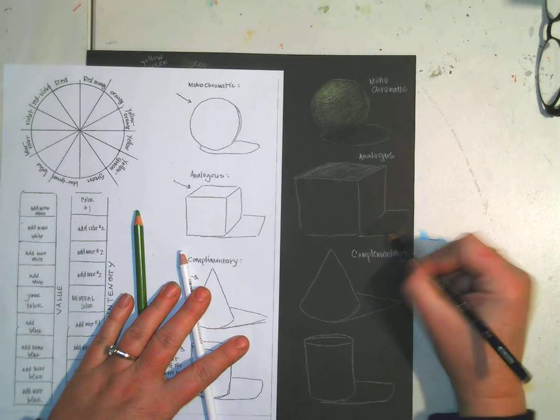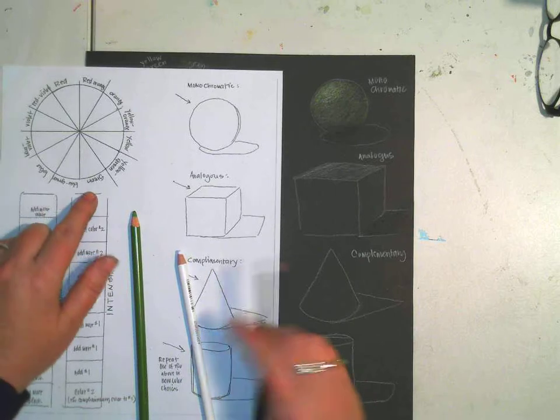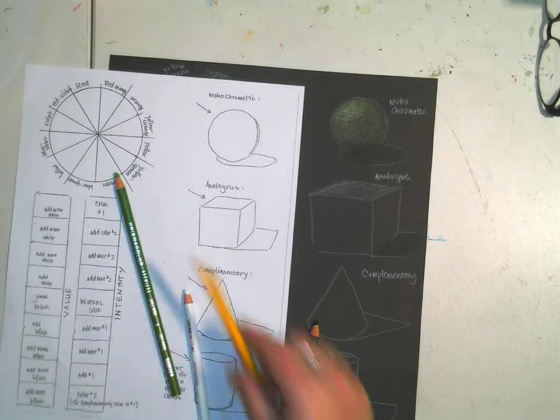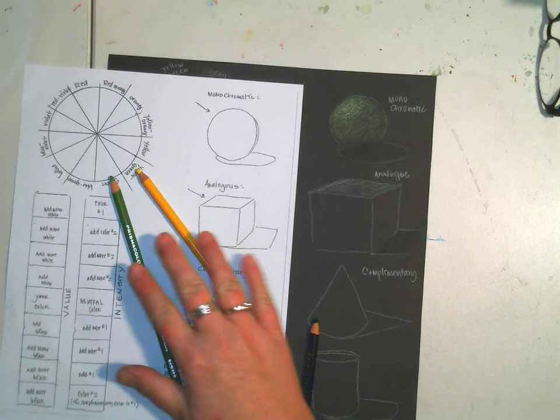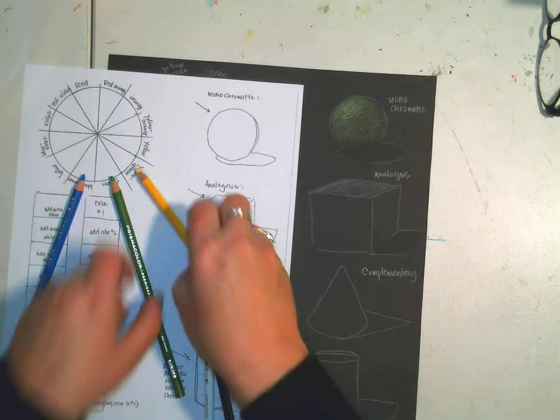So if I'm working with an analogous color scheme, remember analogous color scheme is when we're working with three colors next to each other on the color wheel. So I'm going to use green, yellow green, and blue green, and I'm going to have to mix my colors together in order to achieve this.